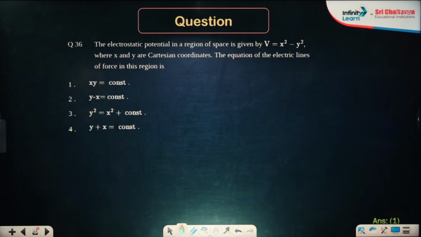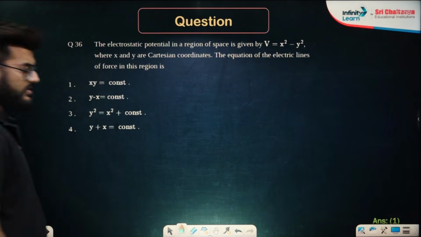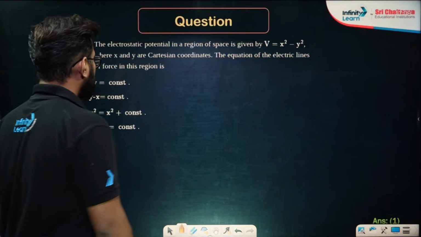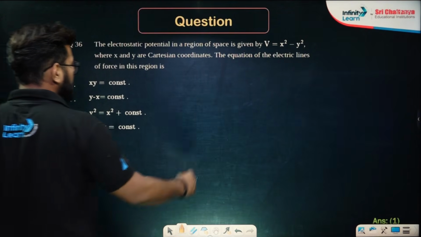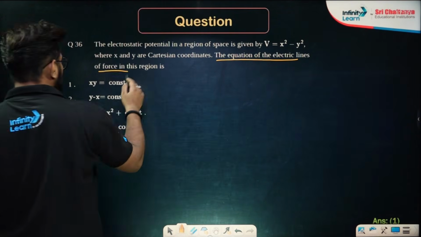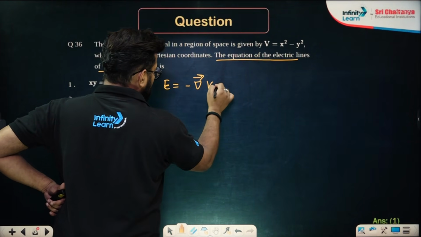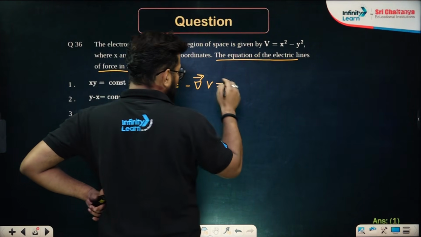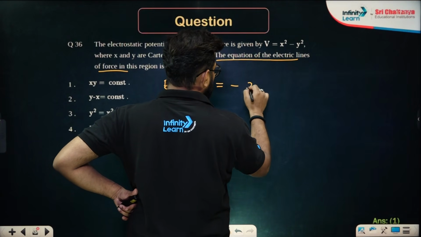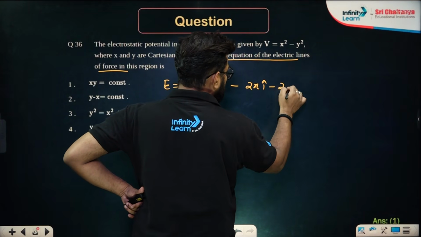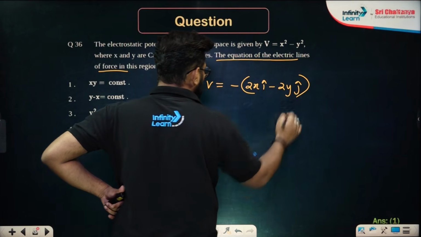Electrostatic potential in a region of space. This is a very, very nice question. I don't know how many of you were able to solve this. See, the potential is given. We need to find out the equation of the electric field line. Now, it can be easily calculated. E is equal to minus grad V. Partially differentiate it, you will get minus 2x along i cap, and minus 2y along j cap. This is the electric field.